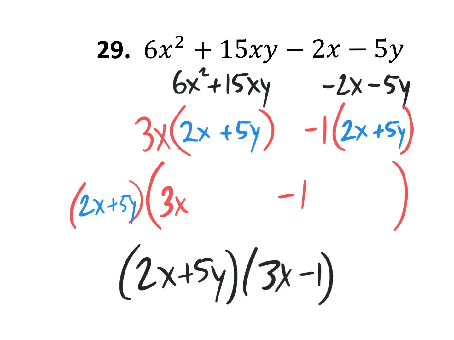And of course, if you are not confident of your answer or of your work, you could always distribute, like 2x times 3x, it'll give you 6x squared. 2x times negative 1 is a negative 2x, which is right there. 5y times 3x, that's 15xy. There it is, 15xy. 5y times negative 1, that's negative 5y. There it is. So it really does check out. It really does work. So we did do this correctly.